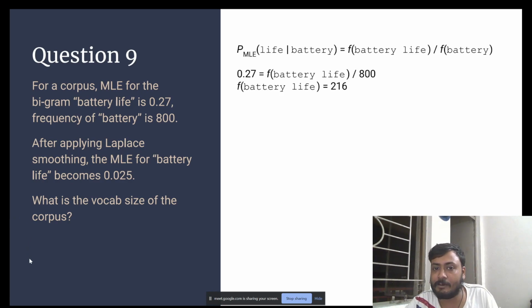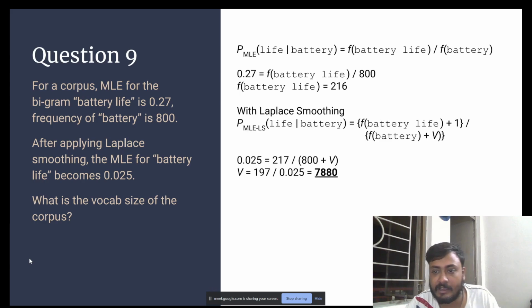Very simply, P_MLE of life given battery is the frequency of battery life divided by frequency of battery. Now you know the frequency of battery is 800 and the P_MLE is 0.27. So the frequency of battery life is 216. Now when we do Laplace smoothing, P for life given battery is frequency of battery life plus 1, divided by frequency of battery plus V. Just like how we did the previous ones, you add 1 to the numerator and V to the denominator. You have all the other values, you plug them into the equation and you get the value of V.